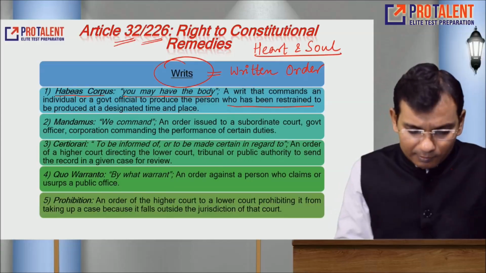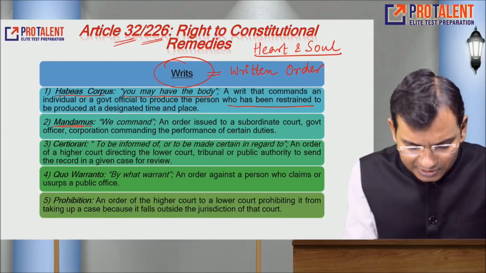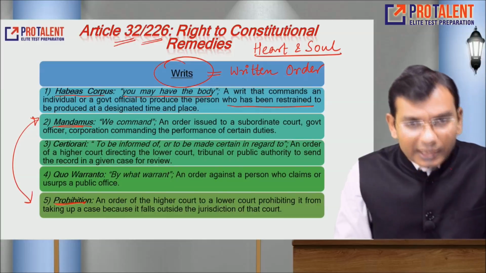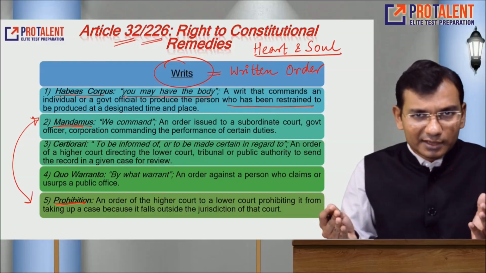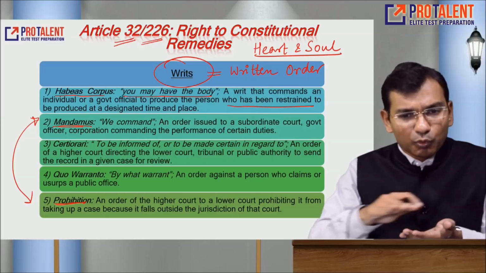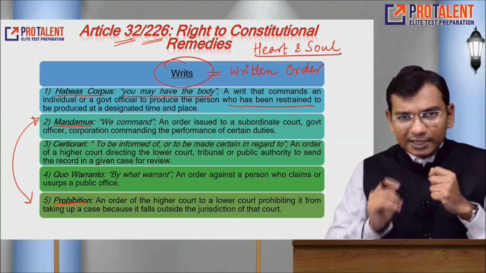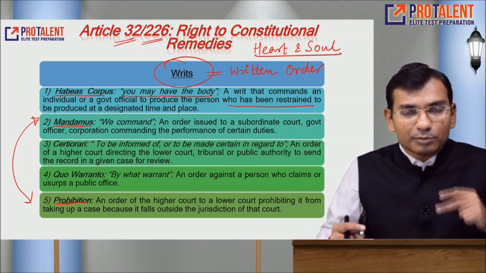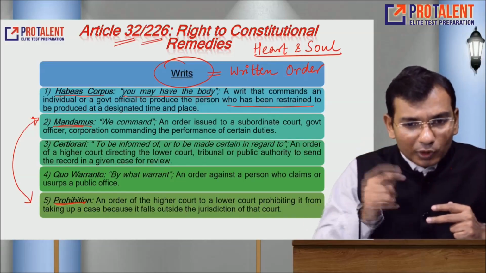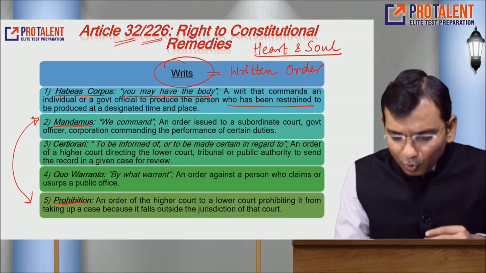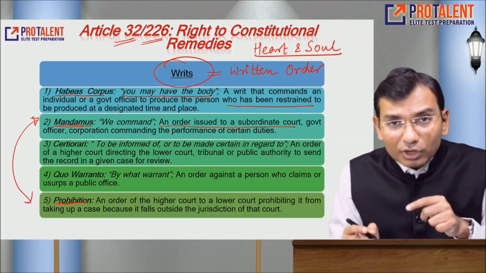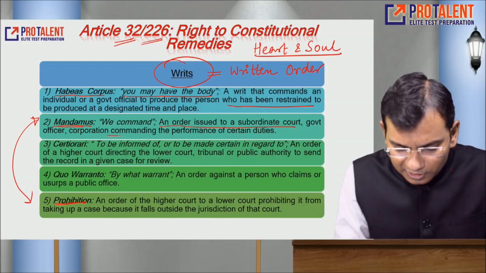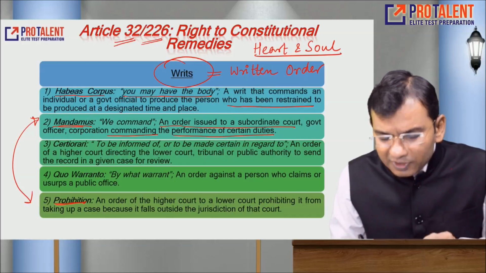Coming to number 2, mandamus. Remember, mandamus and prohibition, ये दोनों एक तलवार की दो धार है, ठीक है. They are double edged sword. ठीक है. क्या करते हैं समझते हैं. एक तरफ mandamus बोलता है we command, और दूसरी तरफ prohibition बोलता है we stop, we prohibit. So what is we command? An order issued to a subordinate court or a government officer or a corporation commanding the performance of certain duties.